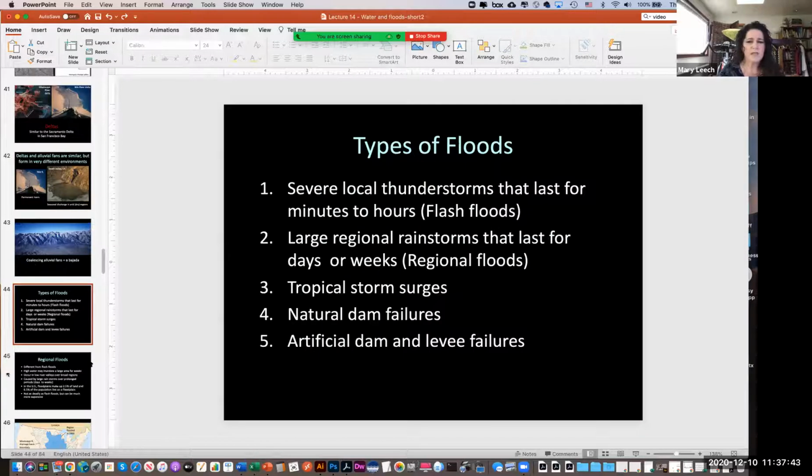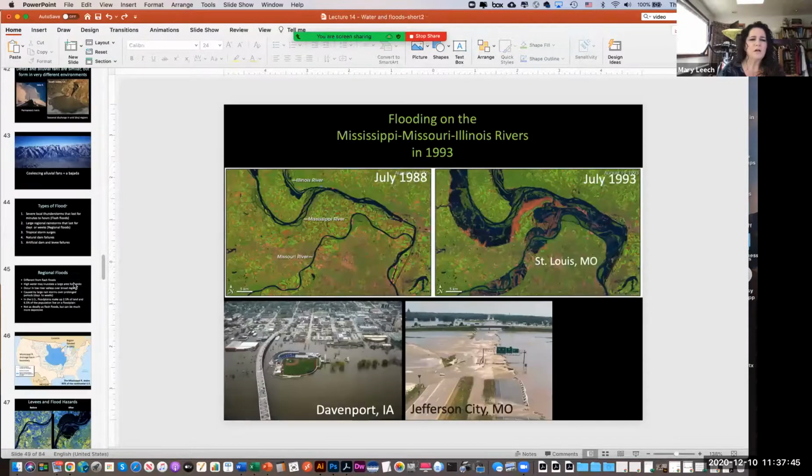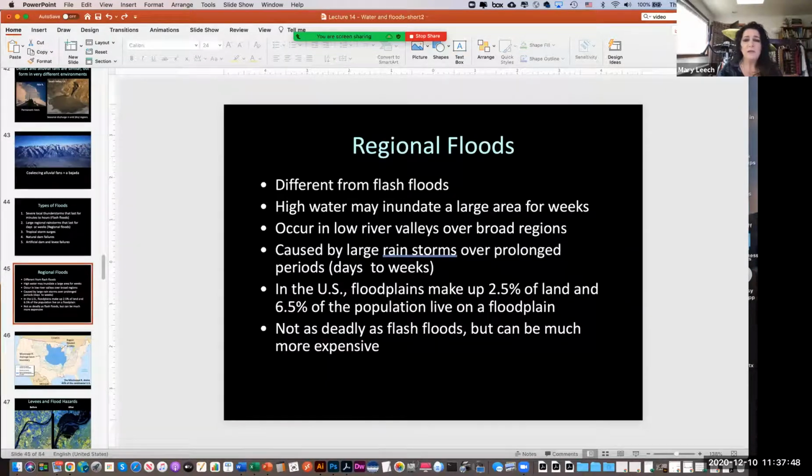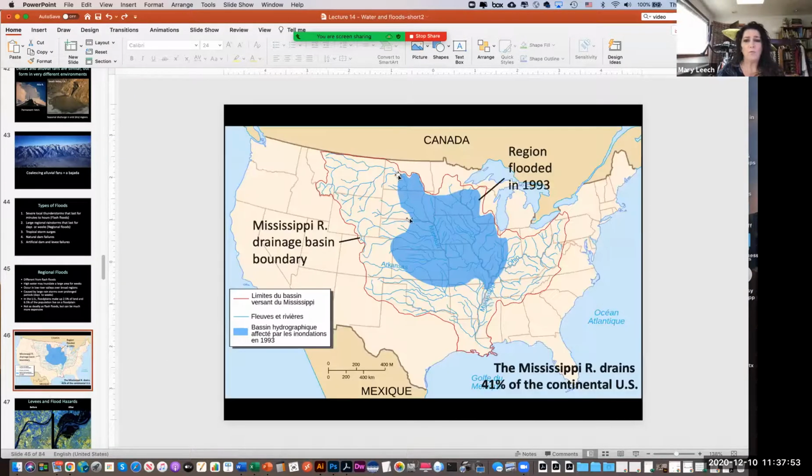I'm skipping. You can have regional floods, which cover, I didn't mean to do that. You can have regional floods. That means it covers a large area. For example, flooding the Mississippi River Valley. The red line is the entire drainage basin for the Mississippi. That's 41% of the continental US. It's huge. In 1993, there was a flood that filled up this entire area in blue. It was huge.